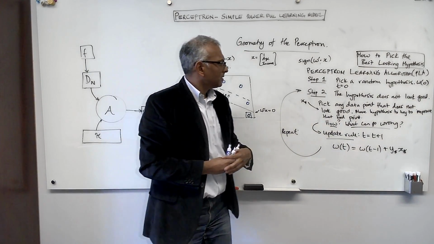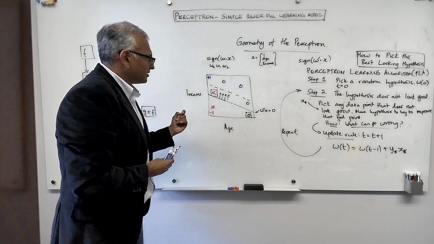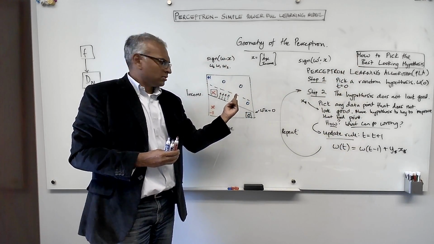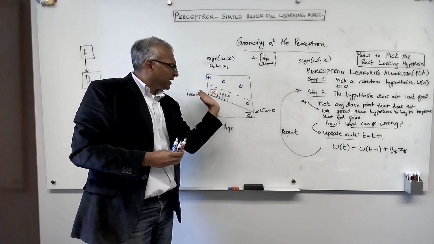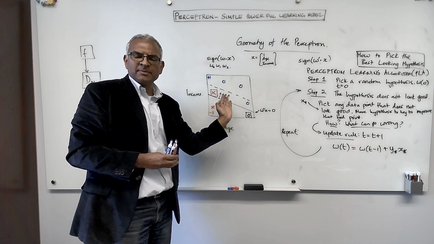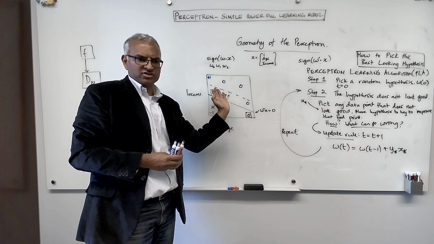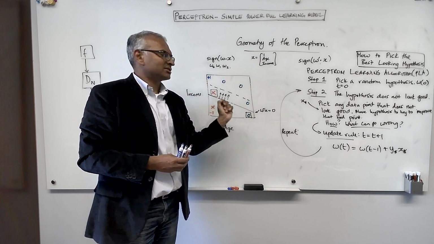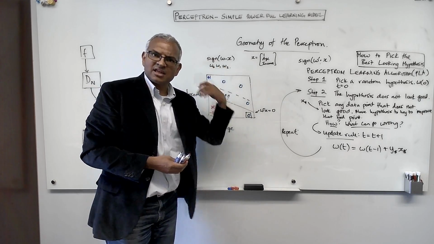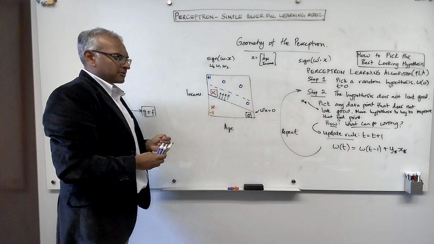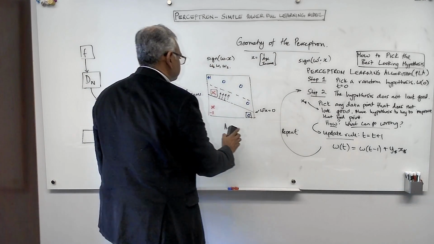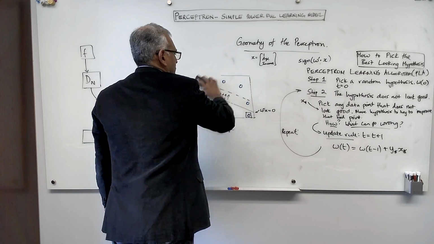So, we have simultaneously specified the criterion to use in order to pick a hypothesis. We're going to use the hypothesis that looks good, the hypothesis that looks the best. And what's the algorithm that implements that picking? The perceptron learning algorithm. Okay. So, what can go wrong?